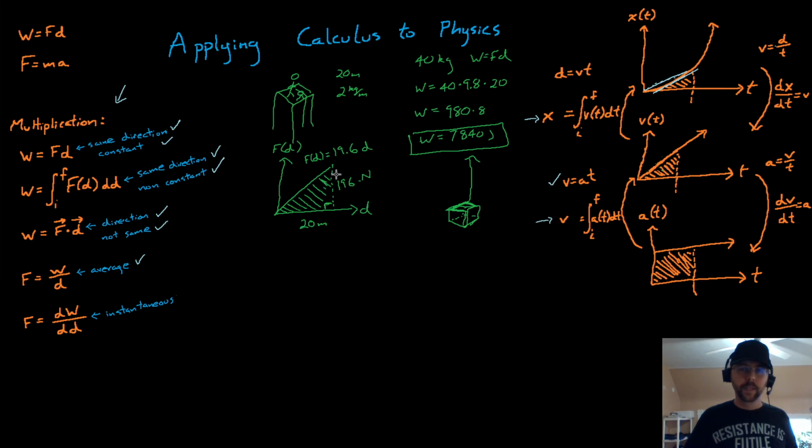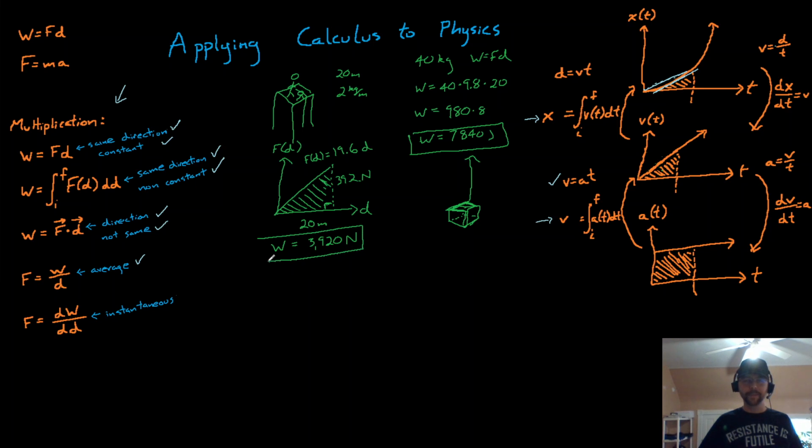Not sure where I made my mistake now in my recording, but this was supposed to be 392. So 1/2 base times height. 20 divided by 2 is 10. 10 times 392 is, so we have work equals 3,920 newtons. So hopefully people watching this caught my mistake when I did that. I think I made a math mistake in my head when I was trying to do that. Yeah, I got 196 instead of 392.